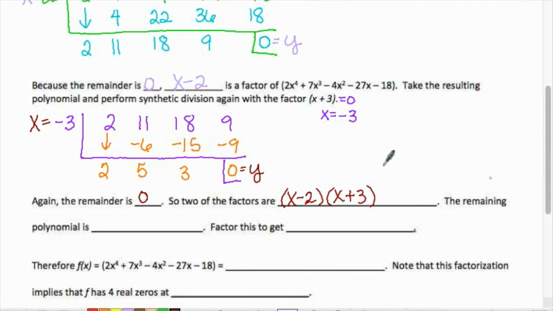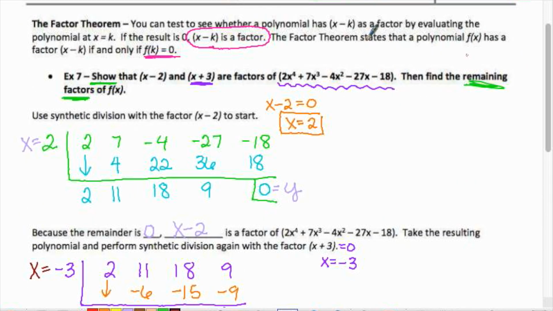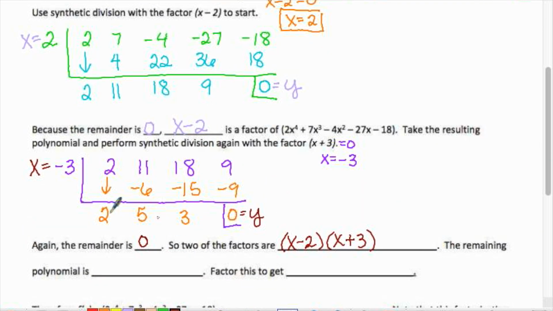What's left is this little quotient right here, which if we add our variables back in, okay, we started with an x to the 4th, which means that our variable here would start with an x to the 3rd, which means our variable here would start with an x squared. So this would be 2x squared plus 5x plus 3.